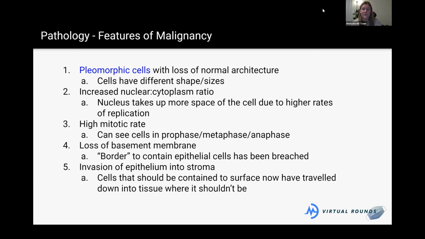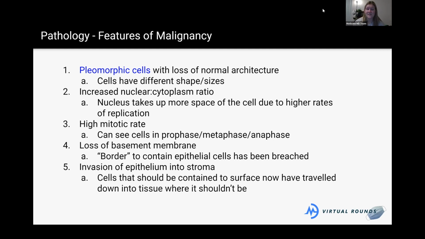The first one that we'll go through is pleomorphic cells with a loss of normal architecture. I think the last picture that we looked at does a really good job of demonstrating what pleomorphic cells look like, where they all have a different size and shape, and they don't look like they relate well to each other, and they don't have that nice predictable structure and just looking neat and well developed. So that's one finding that could indicate that it's malignant.